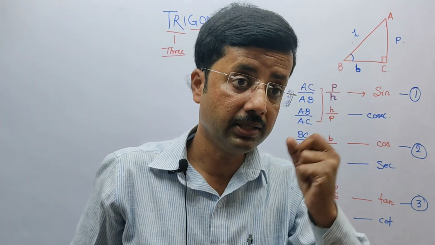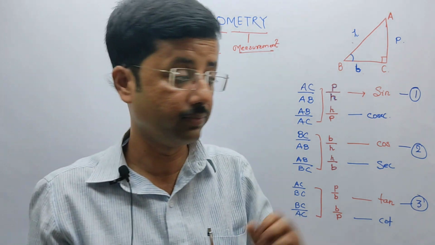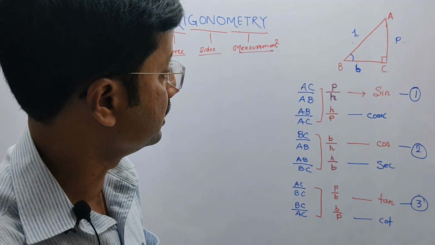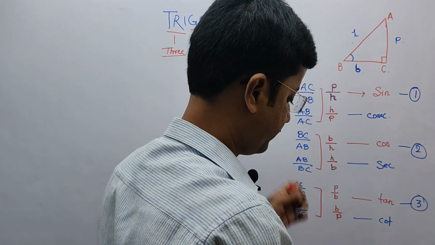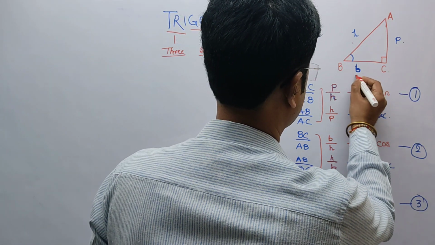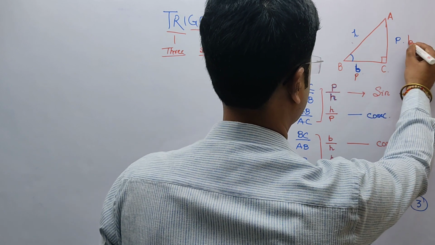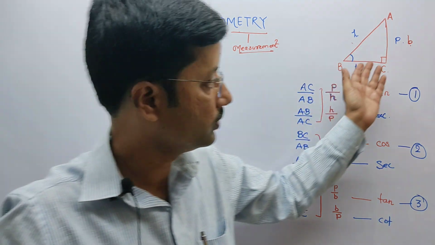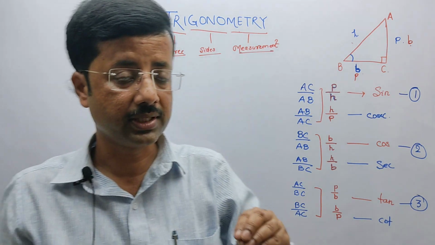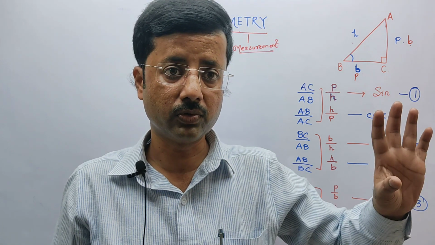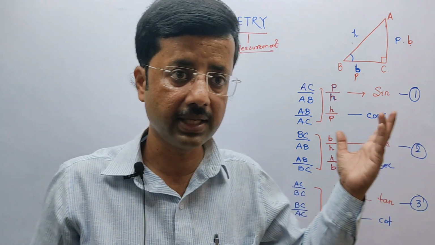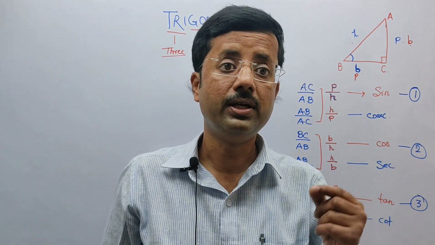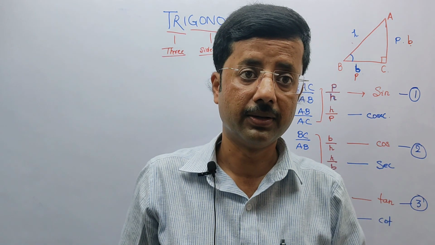Now how to decide which perpendicular we have to take? If one student has taken this as perpendicular and the other student has taken this as perpendicular and that as base, then the whole of the trigonometrical ratios will change, and I cannot say that student is wrong, he is also correct. Then who will decide which is the perpendicular?